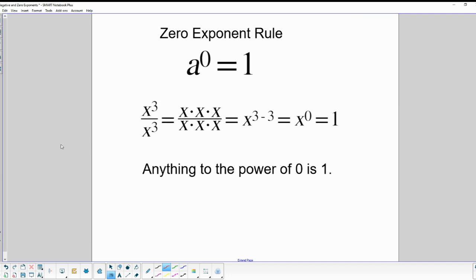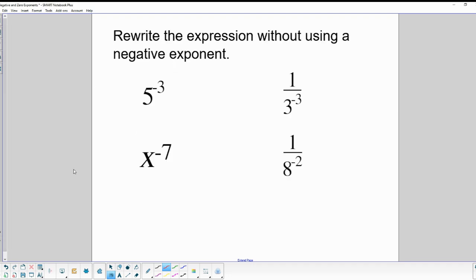Now also we've mentioned a couple of times that if I end up with anything to the 0 power, it equals 1. So when we've kind of done a few of these, if I have x to the third on the top and x to the third on the bottom, they all cancel out, leaving us with x to the 0, which equals 1. So anything to the 0 power equals 1. So those are the two rules we're going to be working with.